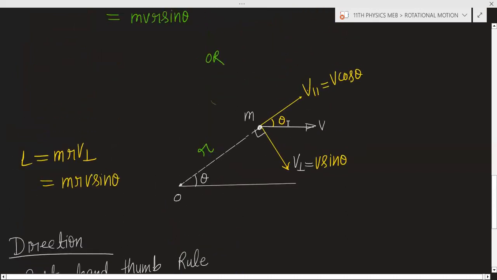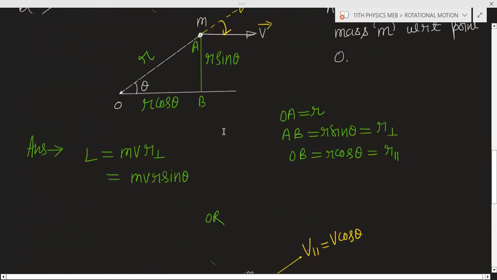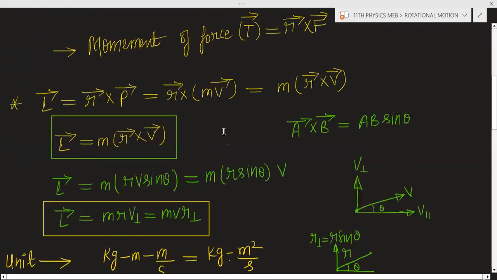So here also you will get clockwise, because R is this. You have to extend this arm of R, then you curl like this towards the velocity. This is the velocity now. Okay, so write down this.